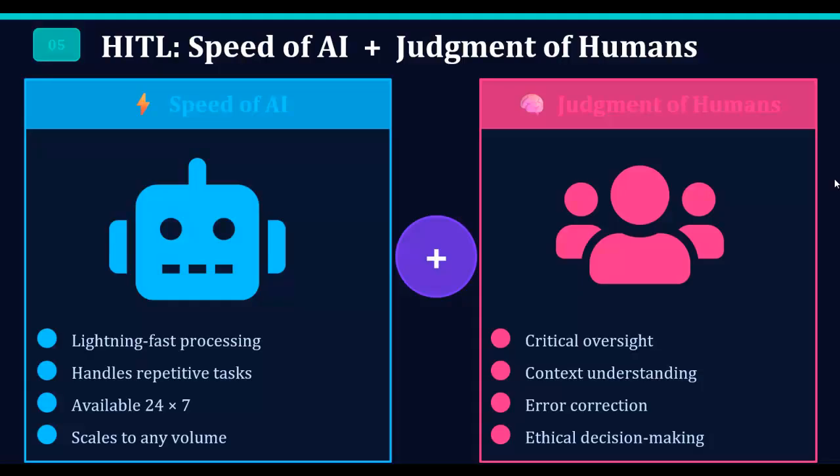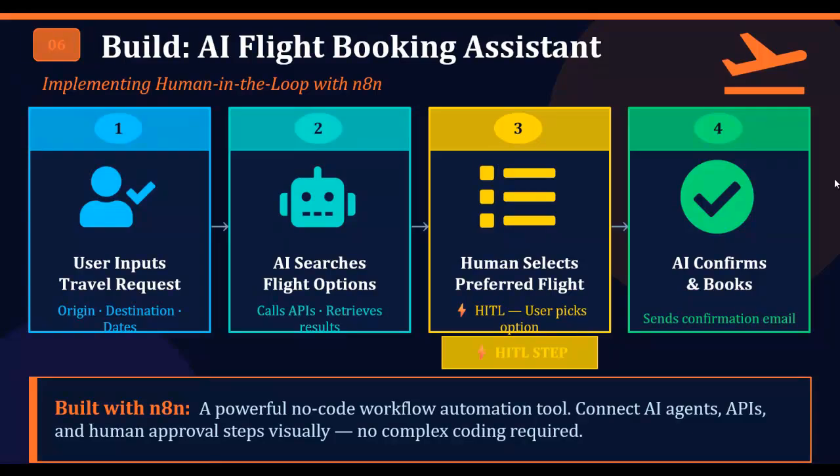Now we are going to implement human in the loop by building an AI flight booking assistant using n8n, where the user inputs a travel request. AI searches flight options. Here in the third step, we will implement HITL, human in the loop. Human selects, meaning approve or reject the options given by the AI. If approved, AI confirms and books the flight. That we are going to build and implement now. Let's jump to n8n.